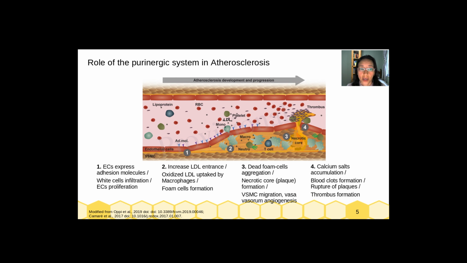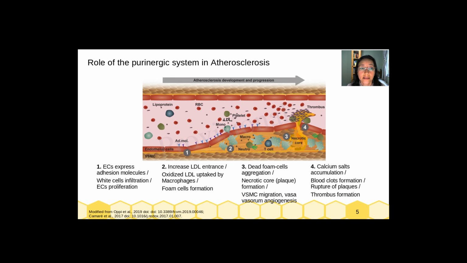First, upon activation, endothelial cells express adhesion molecules that promote the recruitment of immune cells, such as monocytes. These cells then infiltrate the arterial intima, where monocytes differentiate into macrophages and interact with neutrophils and T cells, while the endothelium is repaired by proliferation and migration.